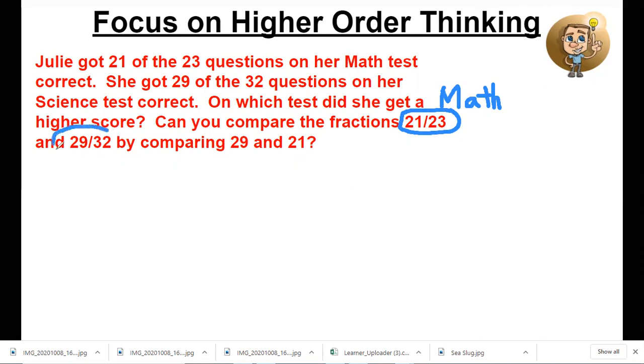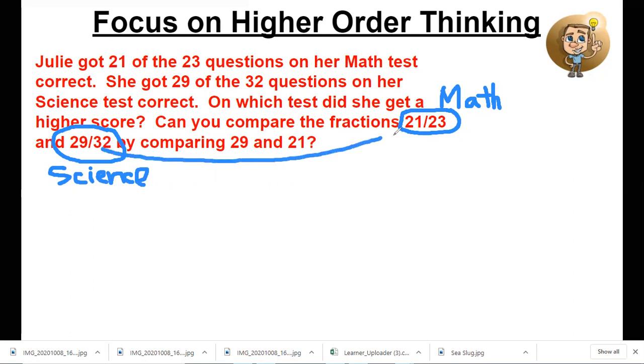And then on her science test, she had 29 questions correct out of 32, right? Can we compare these? Well, not exactly, right? Because why? Because science, S-C-I-E-N-C-E. Okay, why can't we compare them? Well, because our bottom numbers are not the same. We don't have the same number of questions. So 29 is not necessarily bigger than 31 questions, right? Because there were more questions on the science test. So the answer is no, we can't compare those fractions the way they are.